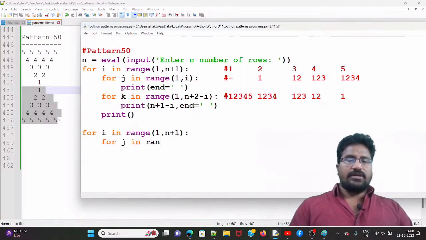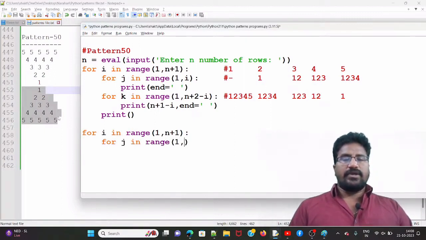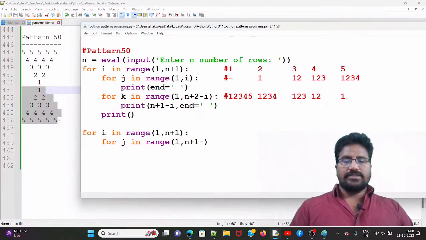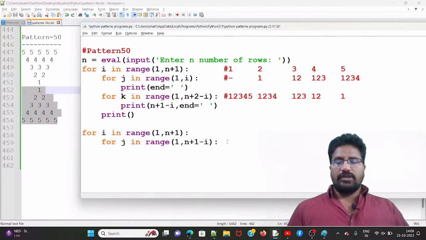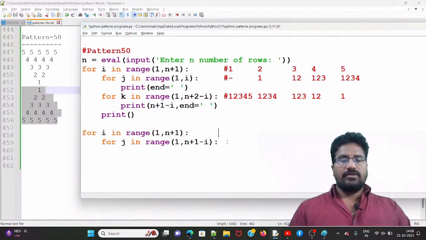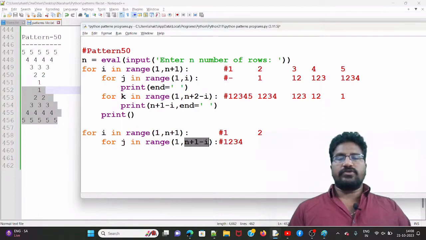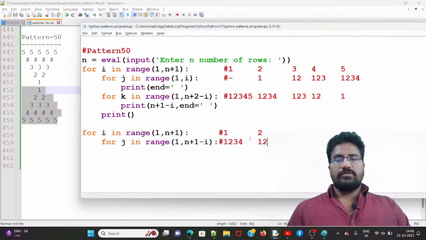So for j in range of, starting 1, first 4, right? N plus 1 minus 1 minus I. So it means what? First time I value 1: 5 plus 1, 6, 6 minus 1, 5. 5 before 4, so that 4 times iterates, right? When I value 1, iterates 4 times, okay? Next, when I value 2, how many times iterating now? 5 plus 1, 6, 6 minus 2, 4, 4 before 3, so 3 times iterates.